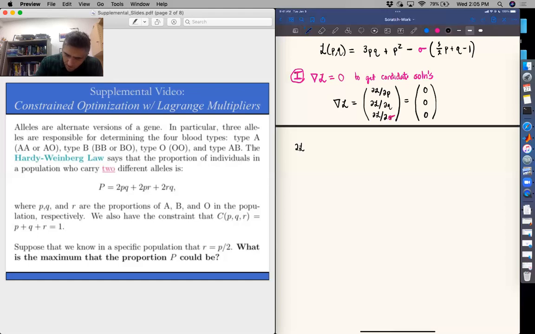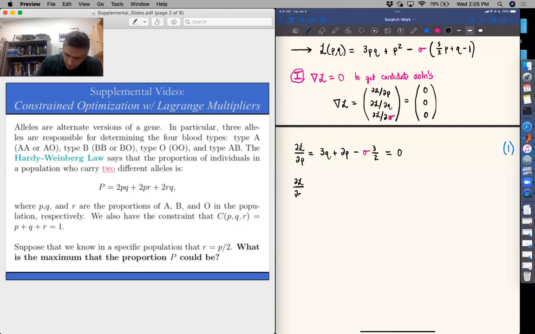All right, so first, partial L, partial P. We find that the partial derivative of our Lagrange function with respect to P is equal to 3Q plus 2P minus our Lagrange multiplier times 3/2. And we're setting that equal to 0. I'm going to go ahead and just call that equation 1. And the reason for doing this is just so we can keep track of equations, so we know what we're substituting into what equation, and so on and so forth.